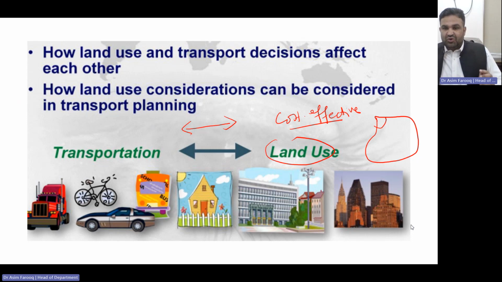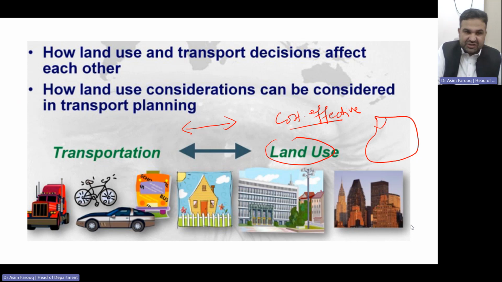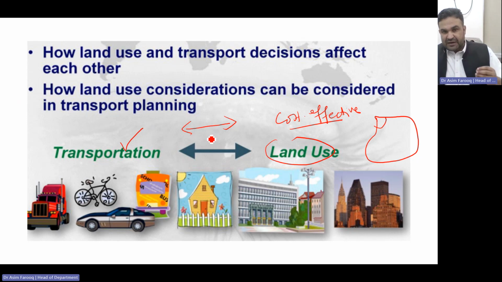The first one is we will look at how land use and transportation decisions affect each other, because we need to fulfill people's demand, but also to give the induced sustainable development model as well. At the same time, we need to balance the transportation side to provide more accessibility and meet people's demand. On the other hand, we also need to examine the ways in which land can be considered in transportation planning.